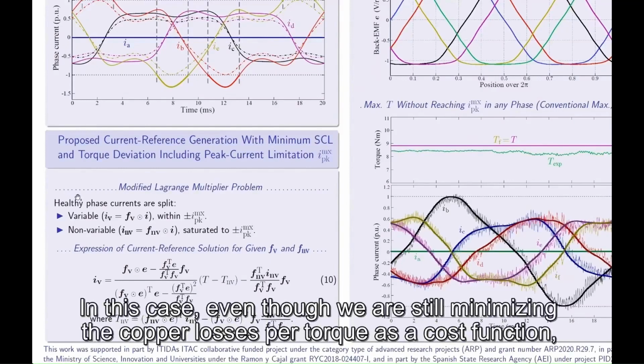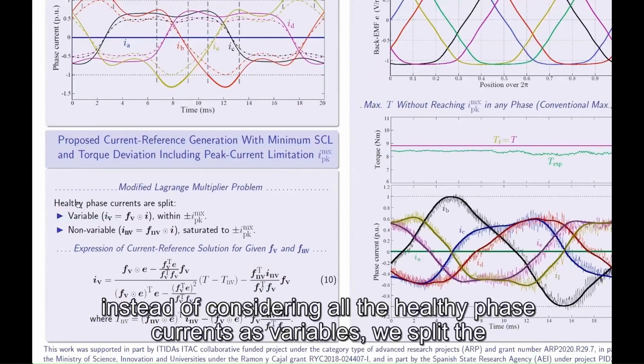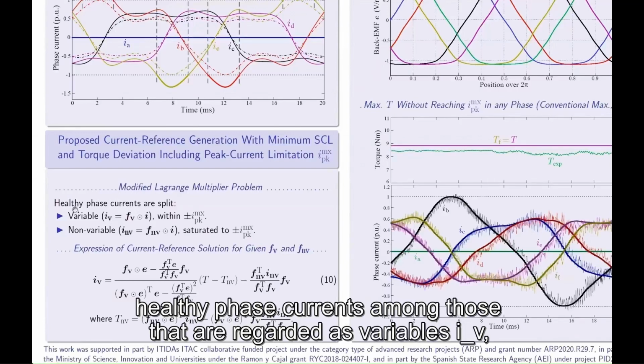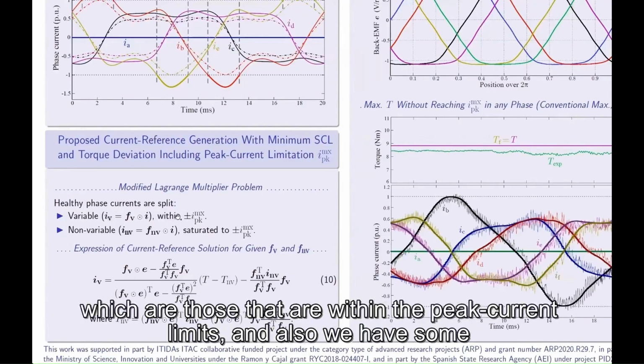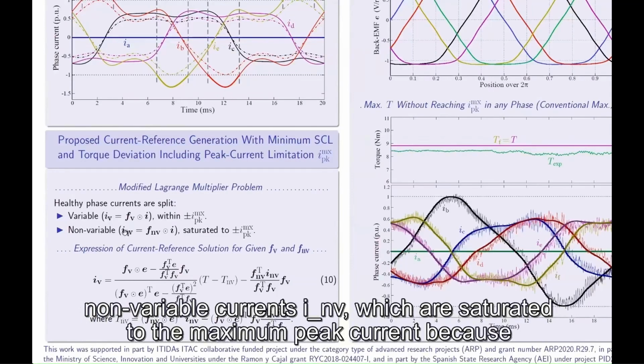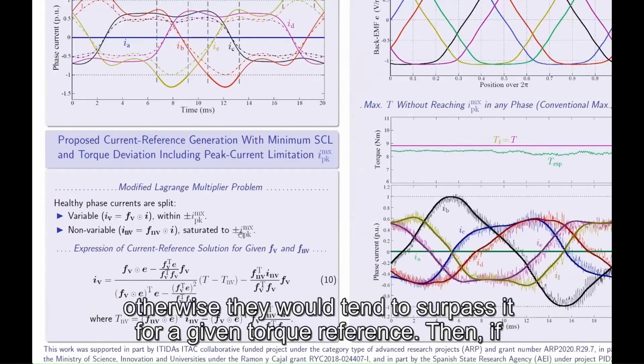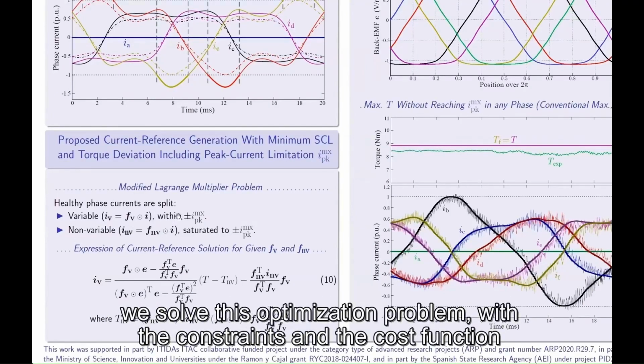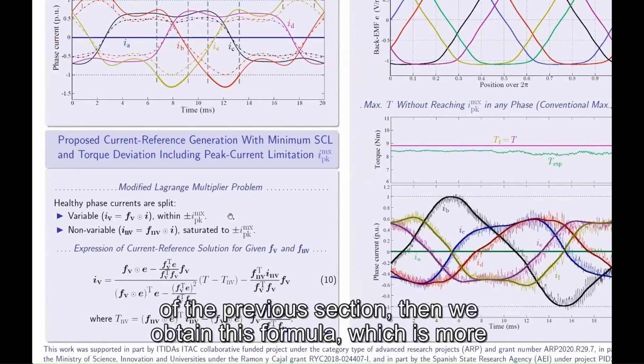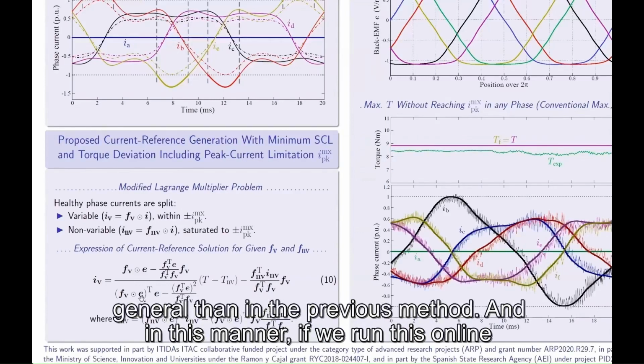So in this case, even though we are still minimizing the copper losses per torque as a cost function, instead of considering all the healthy phase currents as variables, we split the healthy phase currents among those that are regarded as variables, IV, which are those that are within the peak current limits. And also we have some non-variable currents, INV, which are saturated to the maximum peak current because otherwise they would tend to surpass it for a given torque reference. Then if we solve this optimization problem with the constraints and the cost function of the previous section, we obtain this formula which is more general than in the previous method.